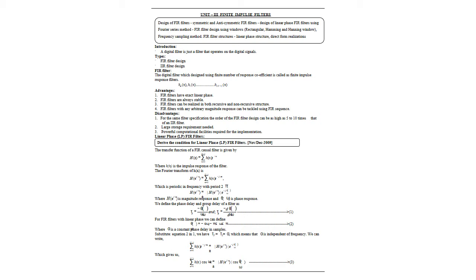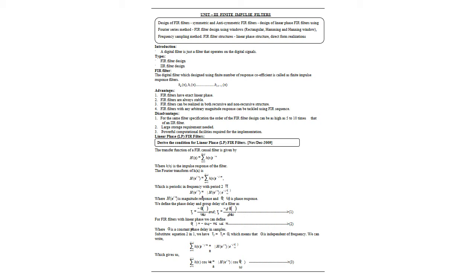The disadvantages are: for the same filter specification, the order of the FIR filter can be as high as 5 to 10 times that of the IIR filter. So a large storage requirement is needed, and powerful computational facilities will be required for the implementation.